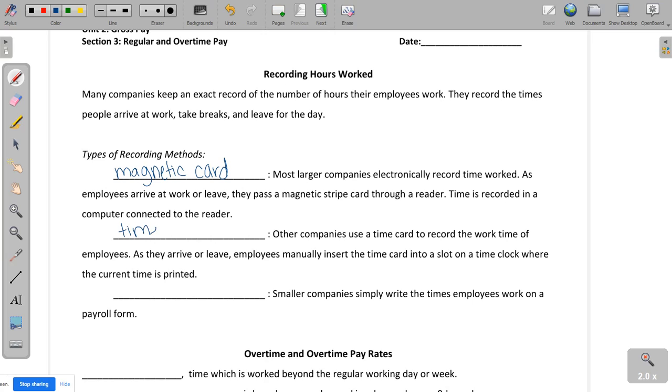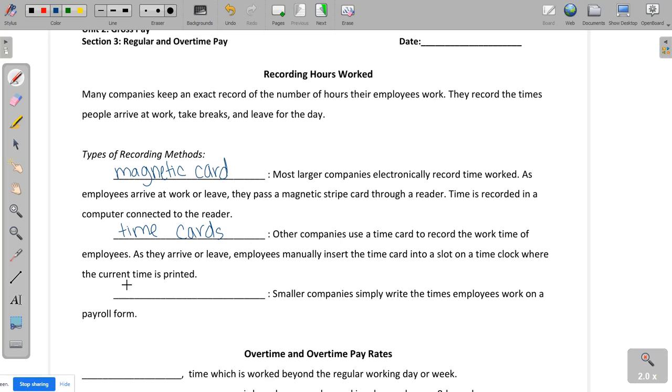Time cards. Other companies can use these to record the work time of an employee. As they arrive or leave, employees manually insert the time card into a slot on a time clock where the current time is printed. And then the employer will take these cards and put them into their system.